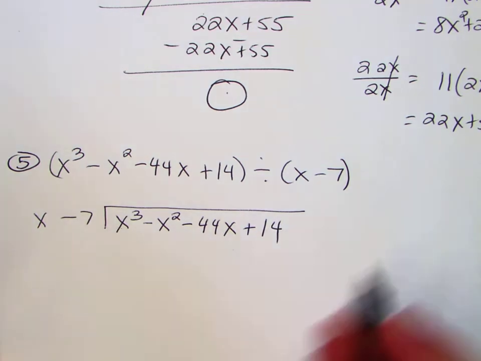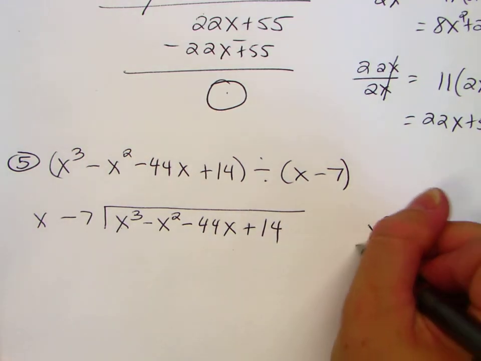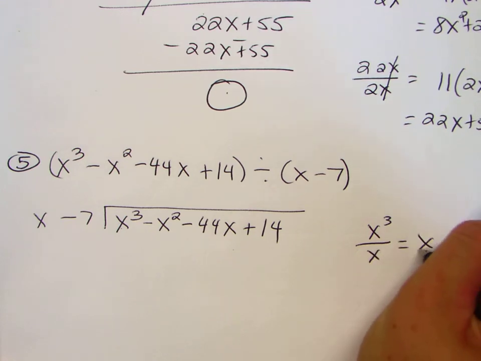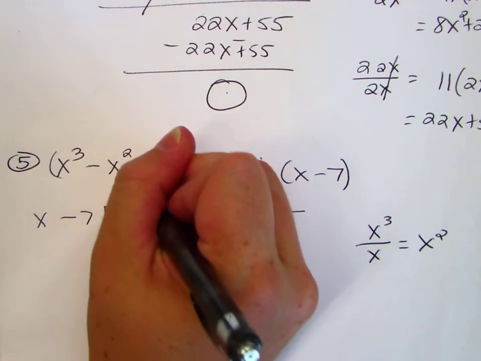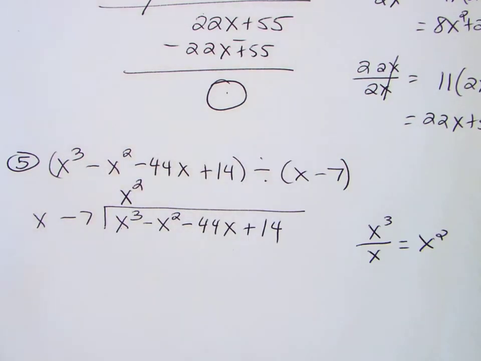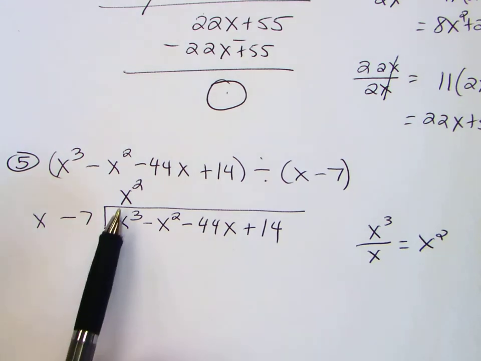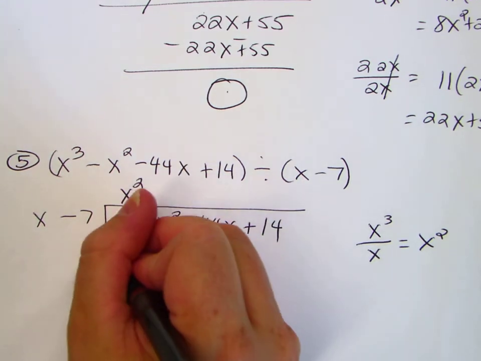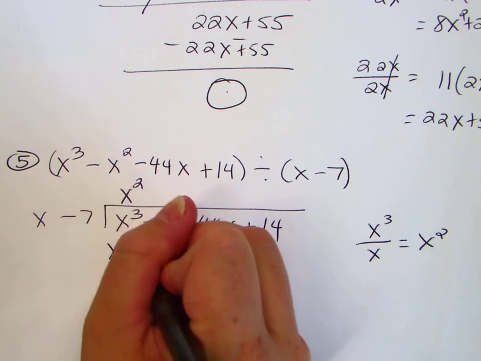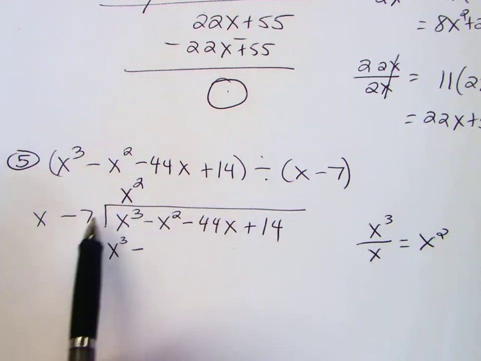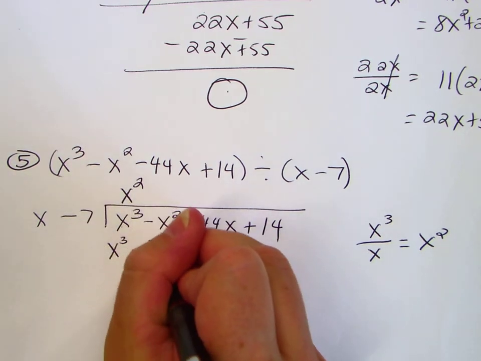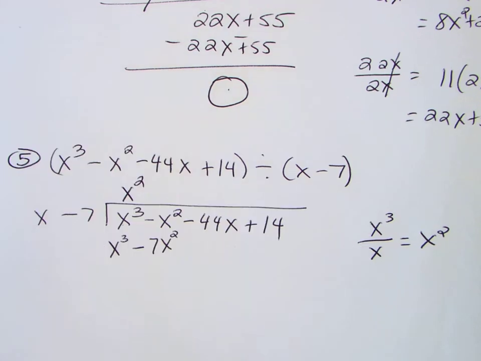Take that first term and divide. x cubed divided by x is x squared. x squared. I'm not going to show the distributing. I'm just going to do it this time. x squared times x is x to the third, minus x squared times 7 is 7x squared, sorry.